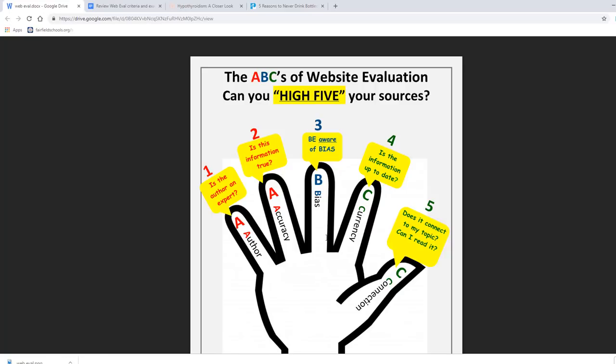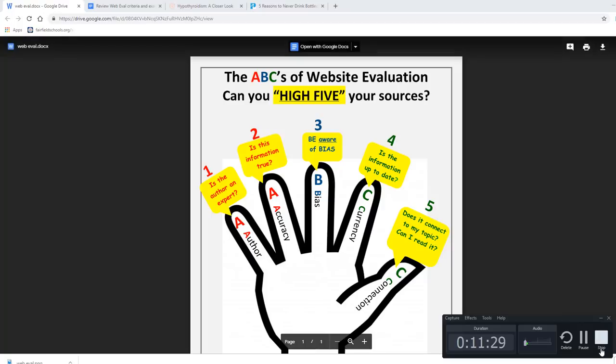So let's review. You're going to make sure as best as you can that every one of your sources has a good author, an expert author. The information is accurate. You're going to understand the bias. It's going to be up to date and it's going to connect to your topic. I hope that this helps in understanding website evaluation.